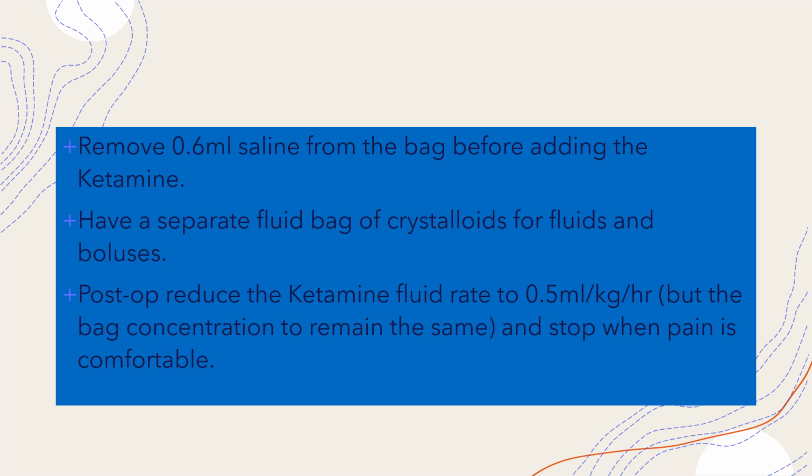So always remember that when you're setting up your CRIs, you remove the 0.6 ml of saline from the bag before adding the ketamine, and this will ensure you give a correct concentration. It's always worth having a separate fluid bag of crystalloids on the patient as well, and this will help with your normal fluid rate but also help with any boluses, so you don't have to adjust your ketamine.